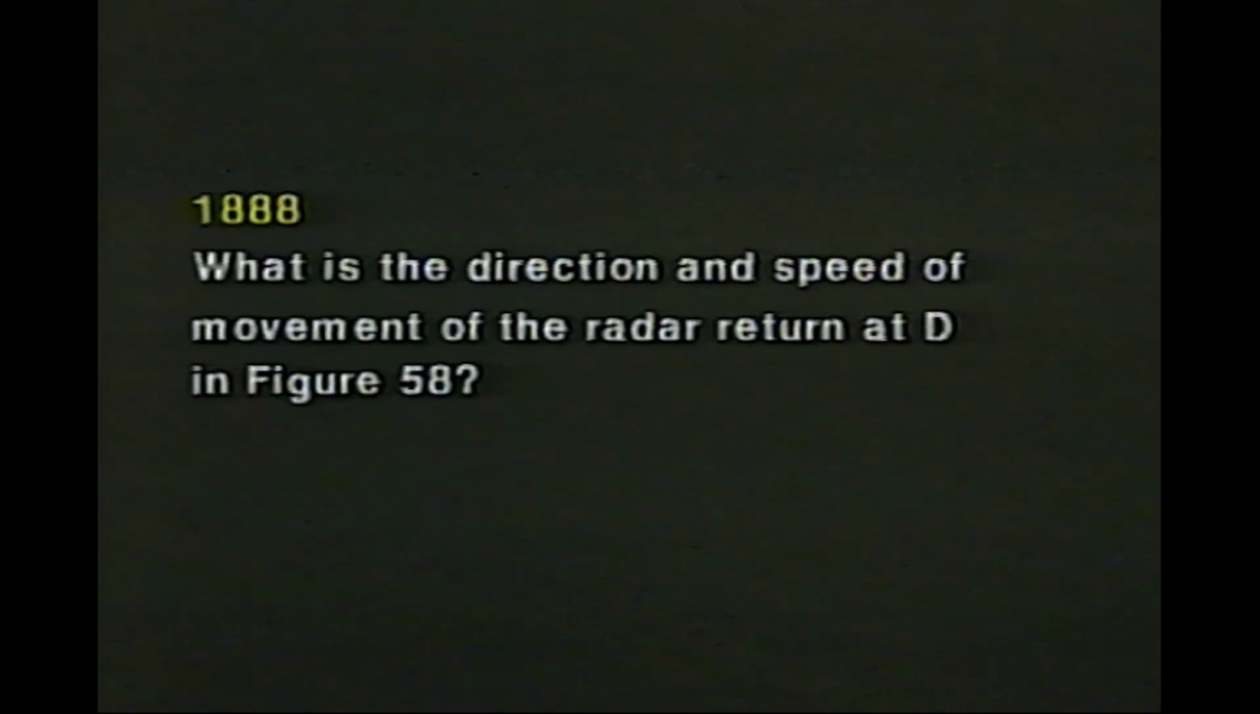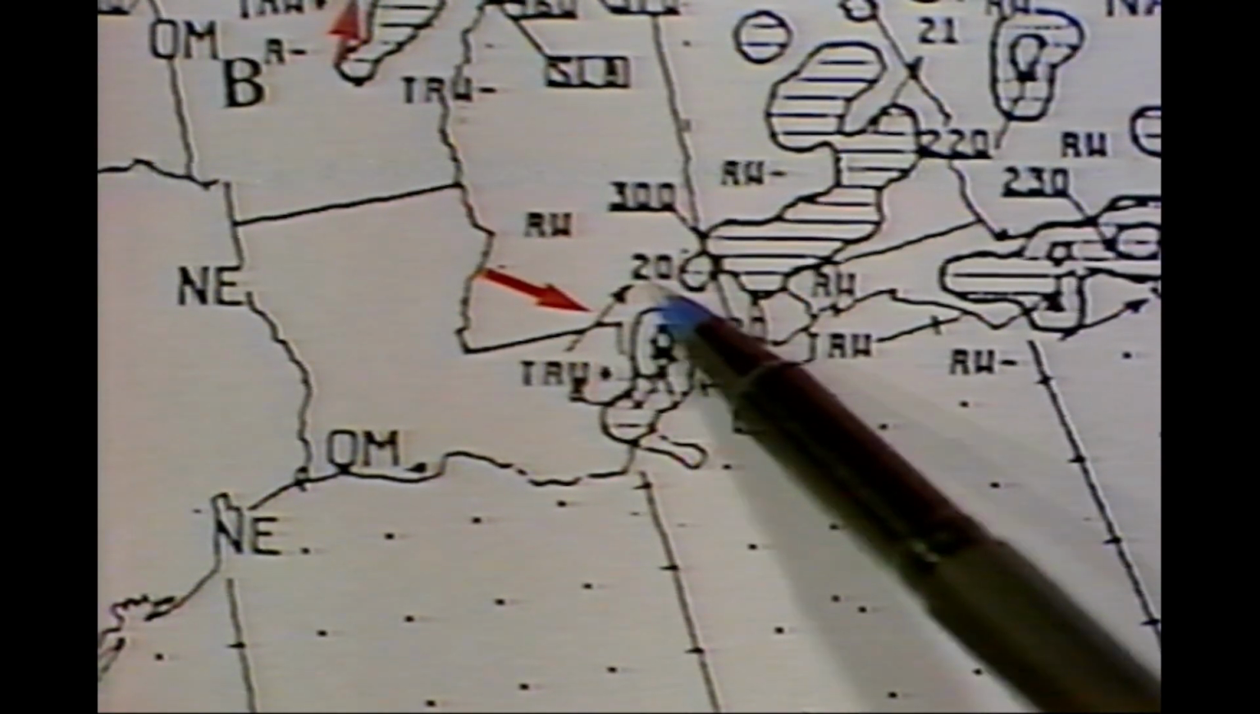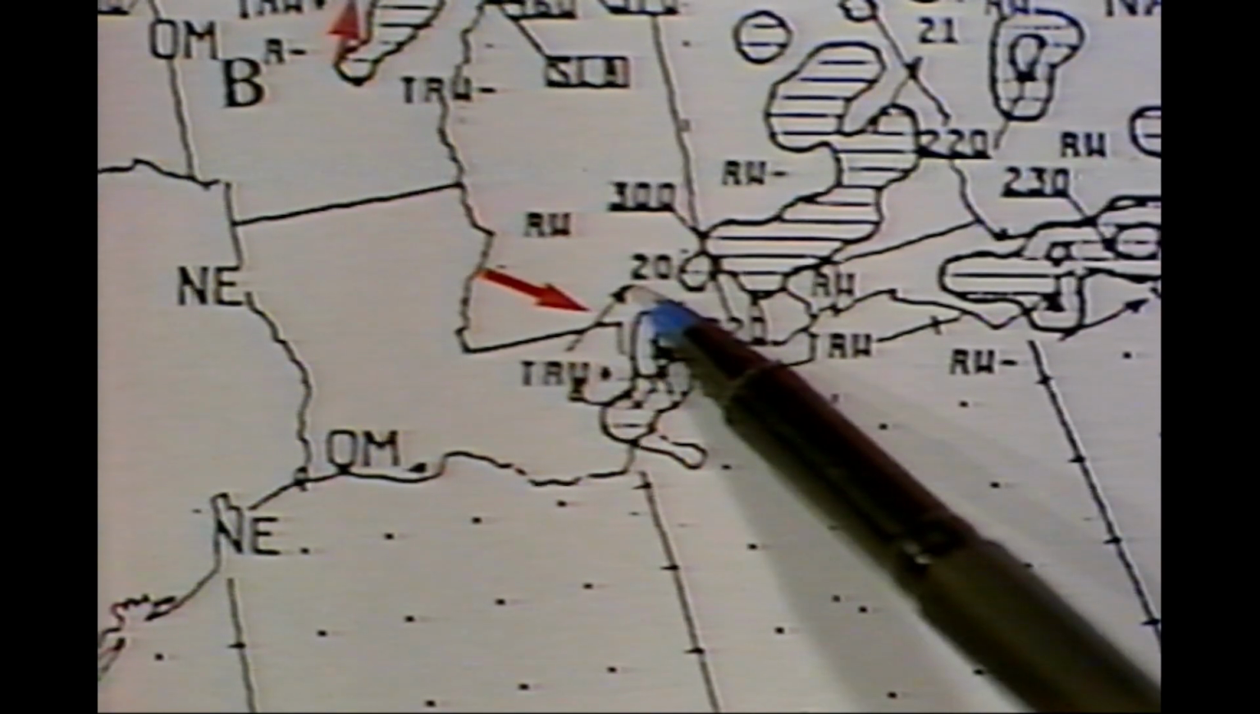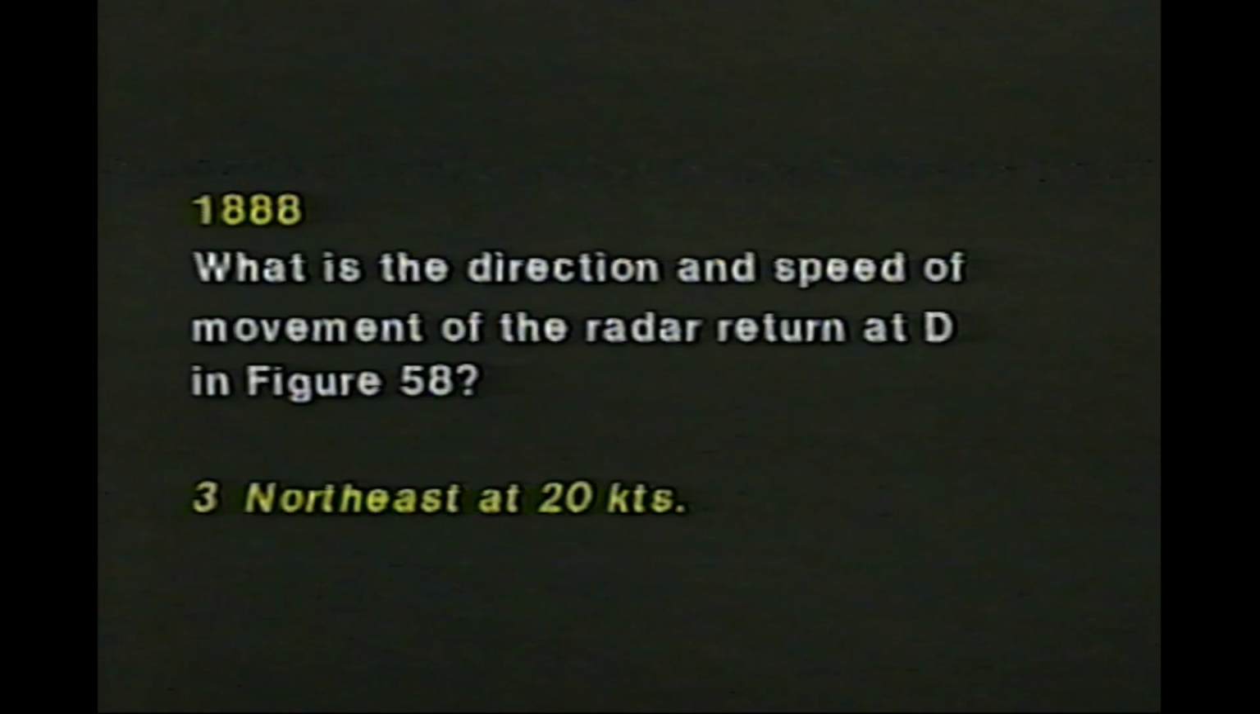Question 888, what is the direction and speed of movement of the radar return at D? D is found down by Louisiana, just off the coast of Louisiana, and we see an arrow pointing to the northeast and a 20 by it. That's moving to the northeast at 20 knots. So that's answer number 3.